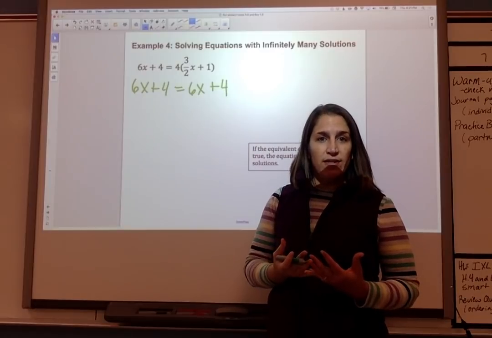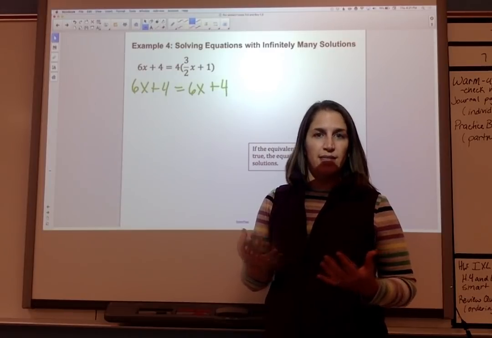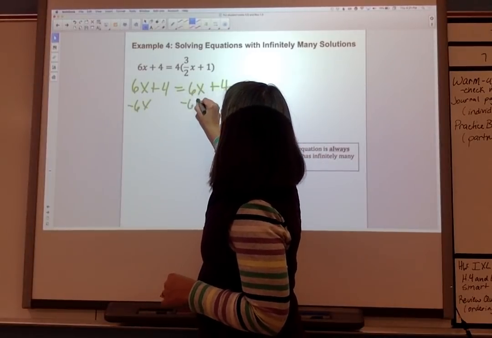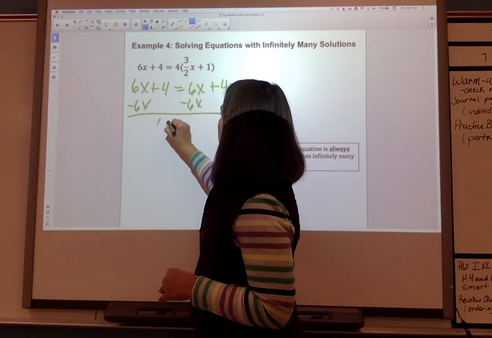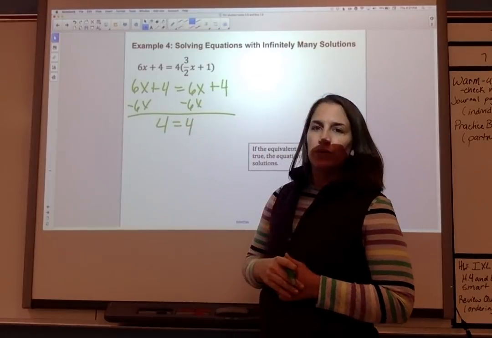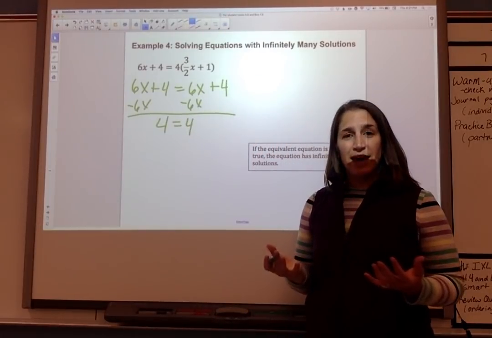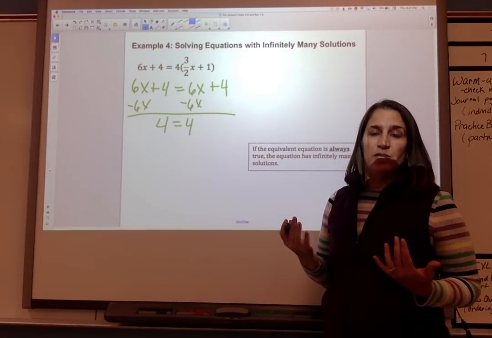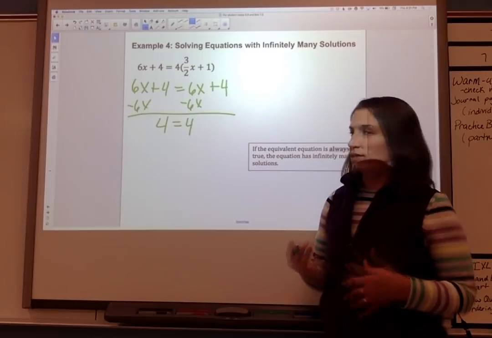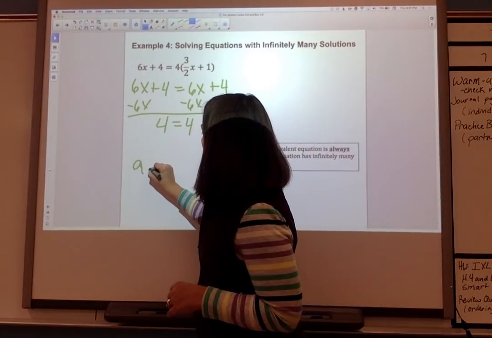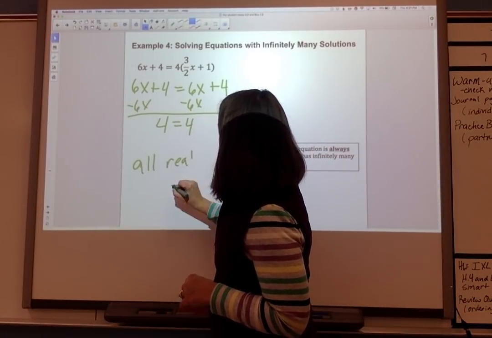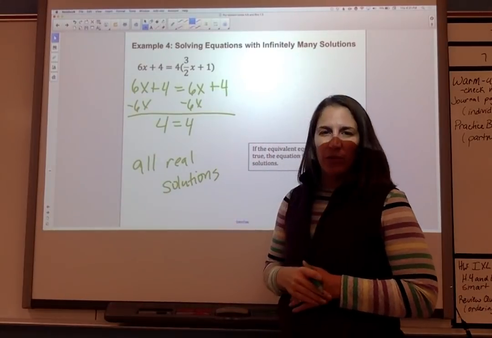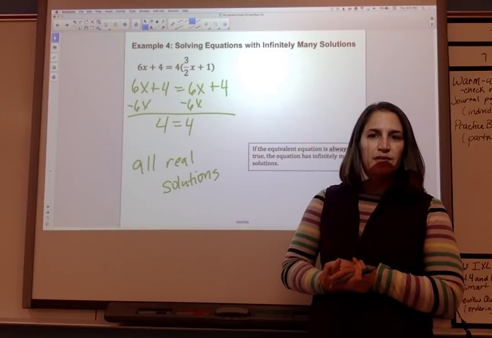Now, we still have an equation with a variable on both sides, so when we try to combine our variable terms, we'll subtract 6x from both sides, and we get 4 equals 4. Once we see that, we know it doesn't matter what x is, this equation is going to be true. There are infinitely many solutions. So what we usually write for that is all real solutions. Or in other words, any real number is going to work for this. And that's all we're working with this year is real numbers.